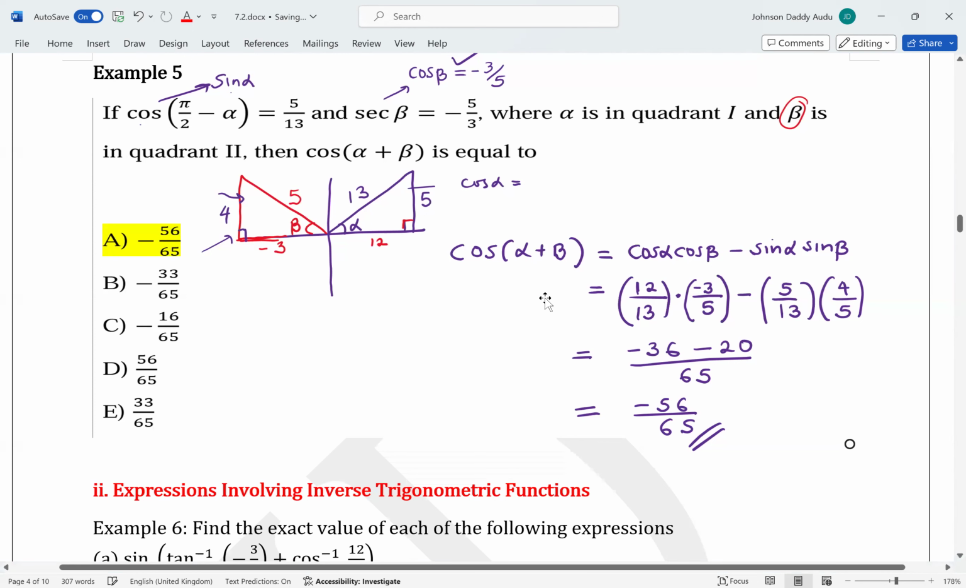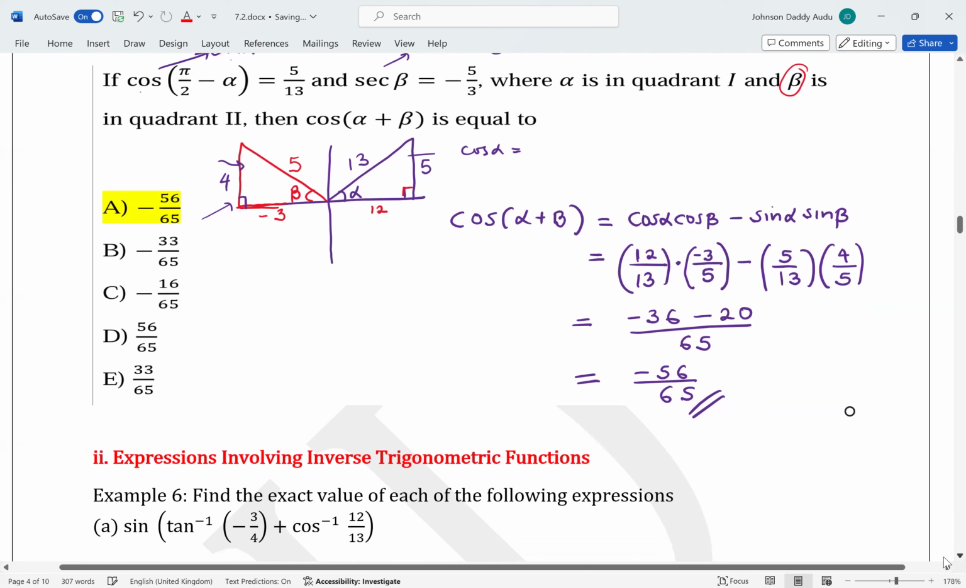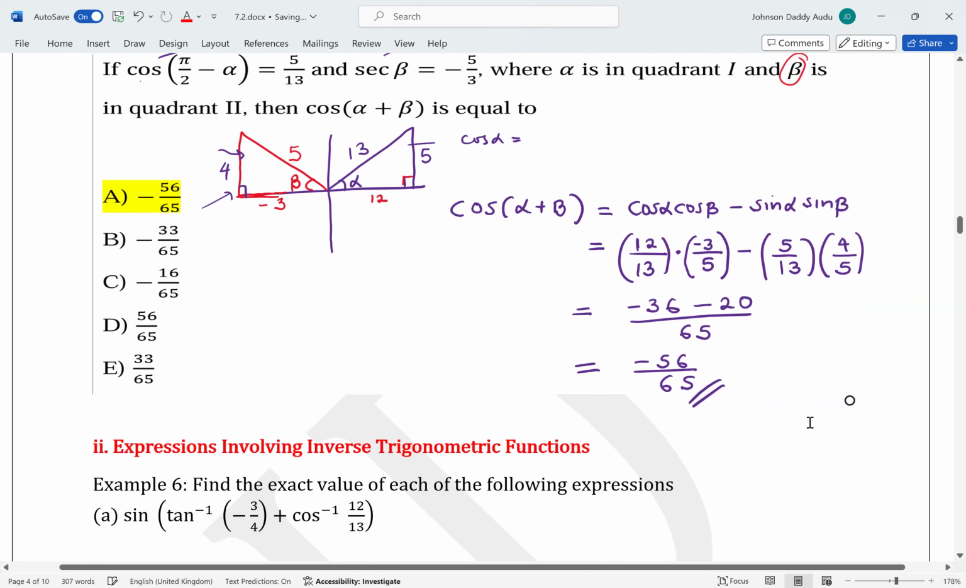Okay, so that is enough for this video. In the next video, we will take examples involving inverse trigonometry as well.